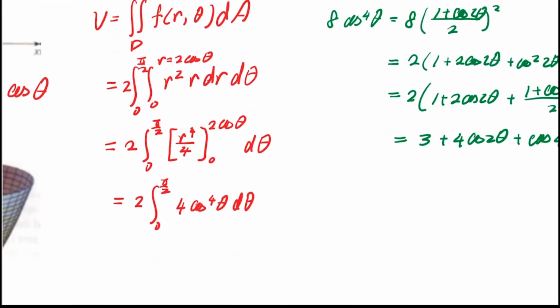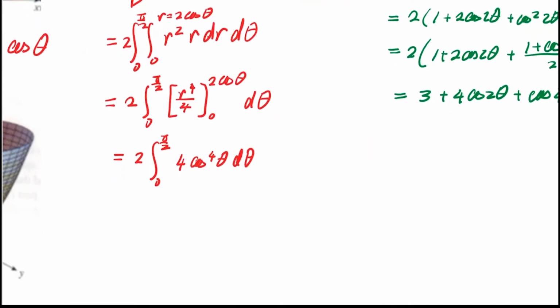Okay, so we'll come back here. We're back. So this is the same thing as the integral from 0 to pi over 2. All of the 8 has been baked in. So we'll have 3 plus 4 cosine 2 theta plus cosine 4 theta.